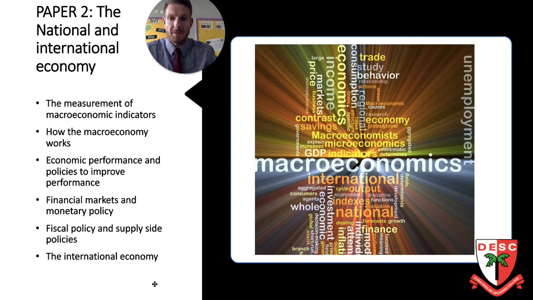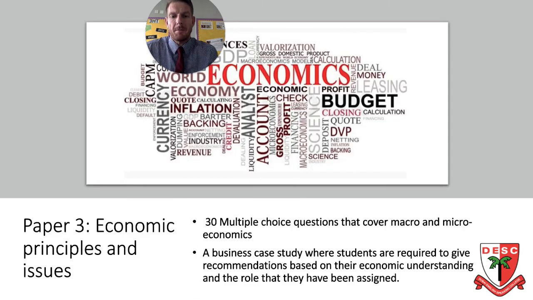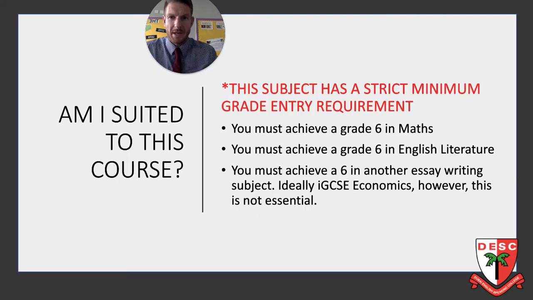So on to paper 3. This is a synoptic paper. Now paper 3, as I mentioned earlier, has 30 multiple choice questions, and these cover both macro and micro concepts. And then of course you have 50 marks allocated to an advisory role that you're given. Not only will this test your knowledge of economics, but it will also test your ability to write in context. Therefore, what makes a good economist?